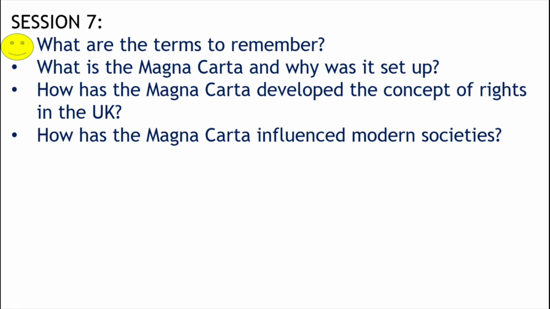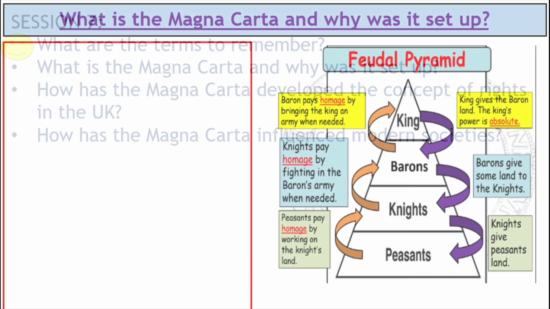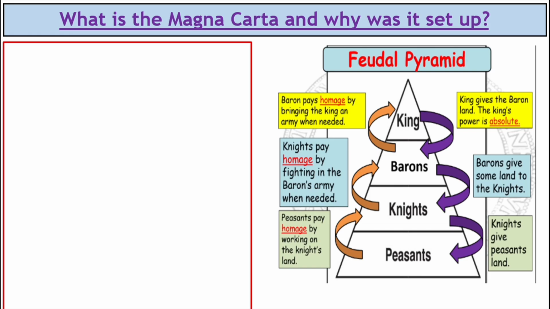We have just completed the first part of this session, which was the terms to remember, and now we're going to move on to looking at what the Magna Carta actually was and why it was set up. In order to understand what the Magna Carta was and why it was introduced, you firstly need to understand what feudalism is. Over here you can see the feudal pyramid.